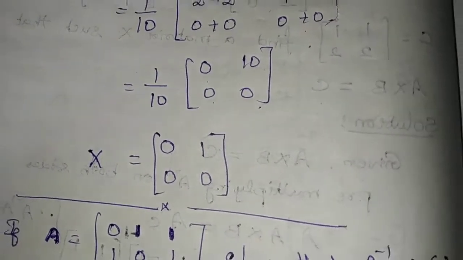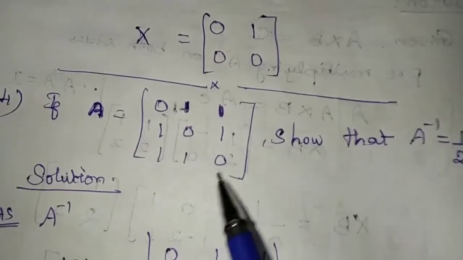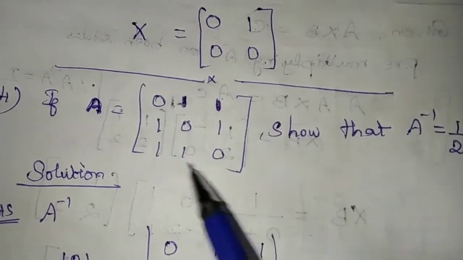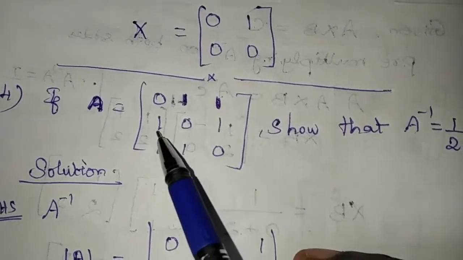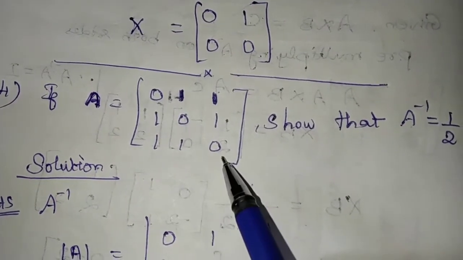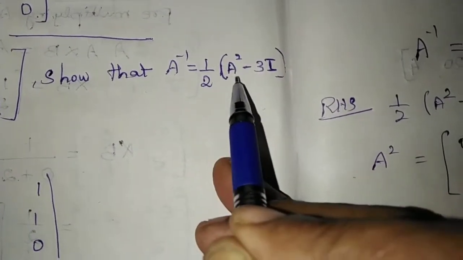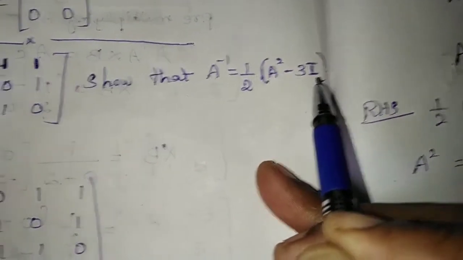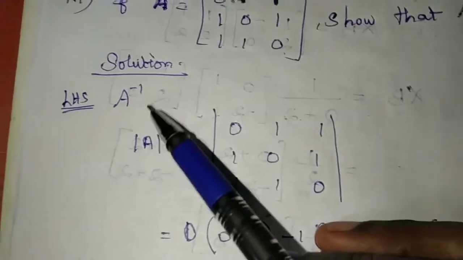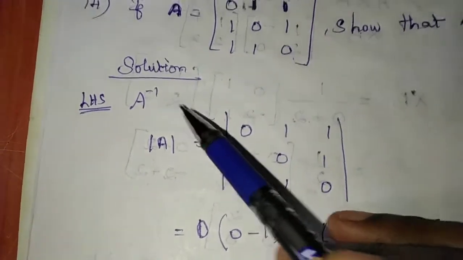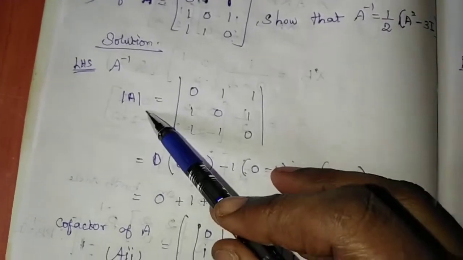14th sum. A equal to a 3 by 3 matrix given: 0 1 1, 1 0 1, 1 1 0. 3 by 3 matrix given. Show that A inverse equal to 1 by 2 of A squared minus 3I. First we want to find LHS, A inverse. A inverse means first we want to find the modulus value.